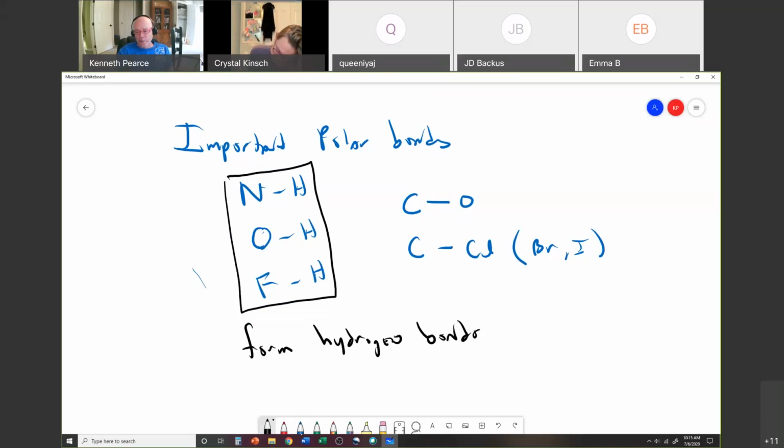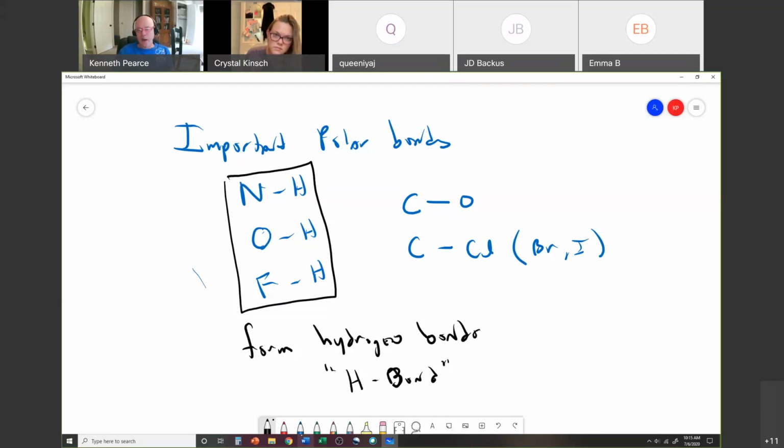Okay, and they're particularly important. Okay, and we abbreviate this typically H bond. That is how we typically abbreviate these. Okay, so we have polar bonds, and about the only essential skill that we have here is, can you tell a polar bond from a non-polar bond?